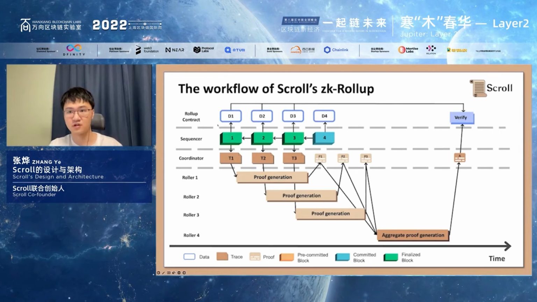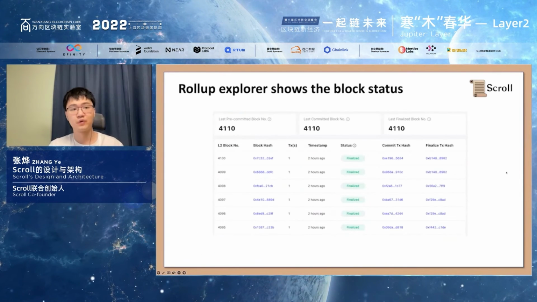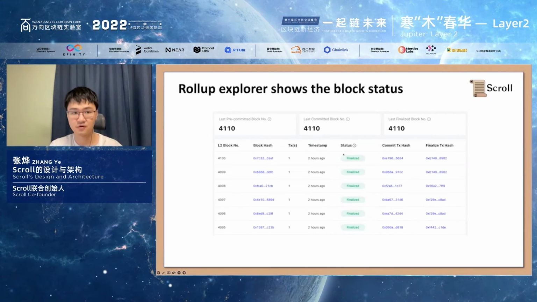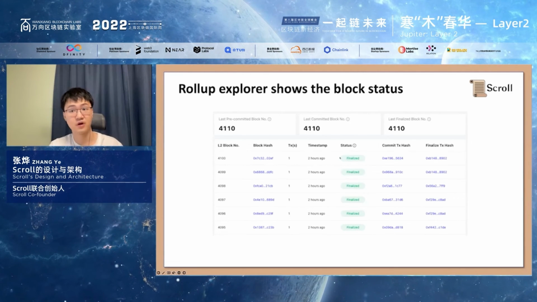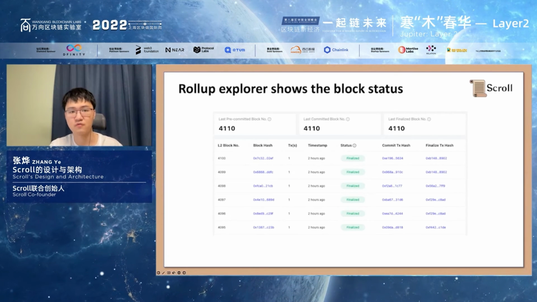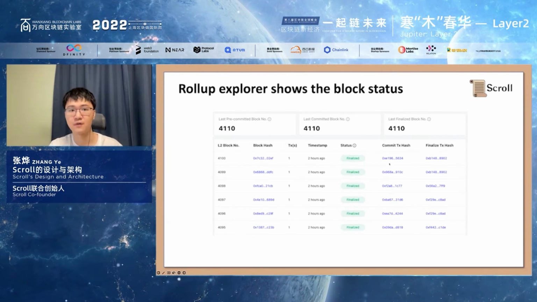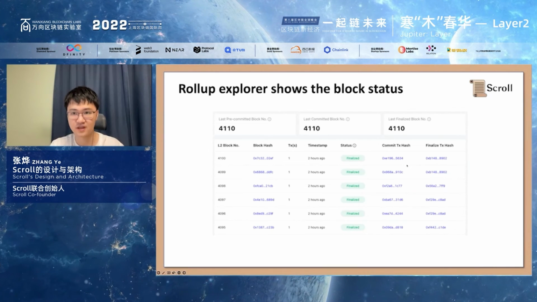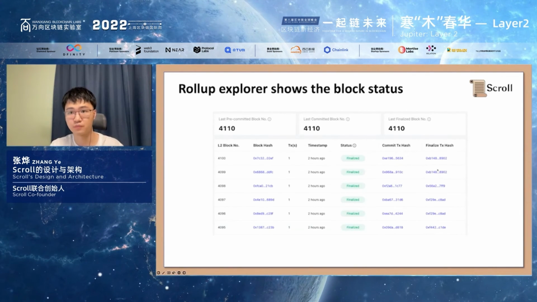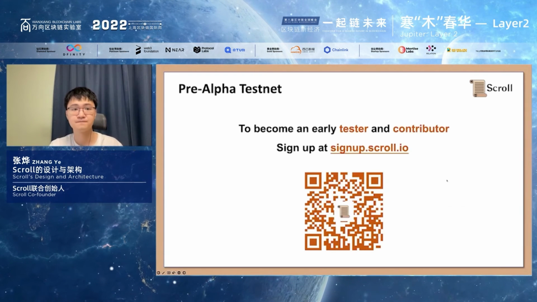So you turn green. We have a rollup explorer that shows the block status. For example, here your status is finalized, and you have committed and pre-committed if you are in another state. This is a transaction hash for the transaction that is committing this data on chain, and this one includes a proof to finalize your transaction.